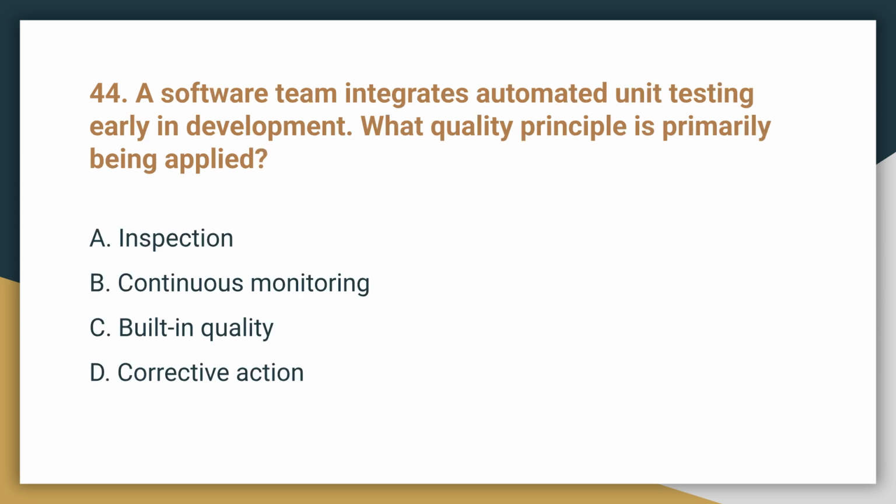Question 44. A software team integrates automated unit testing early in development. What quality principle is primarily being applied? The answer is C. Built-in quality. Embedding quality checks early in the process reduces defects later on.